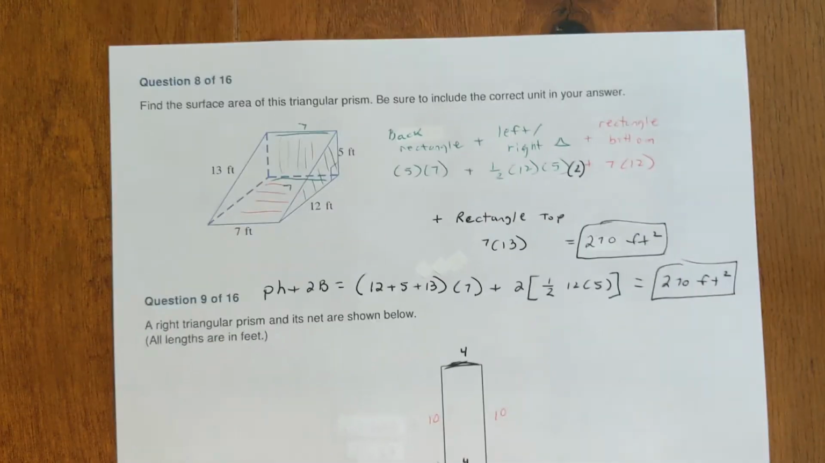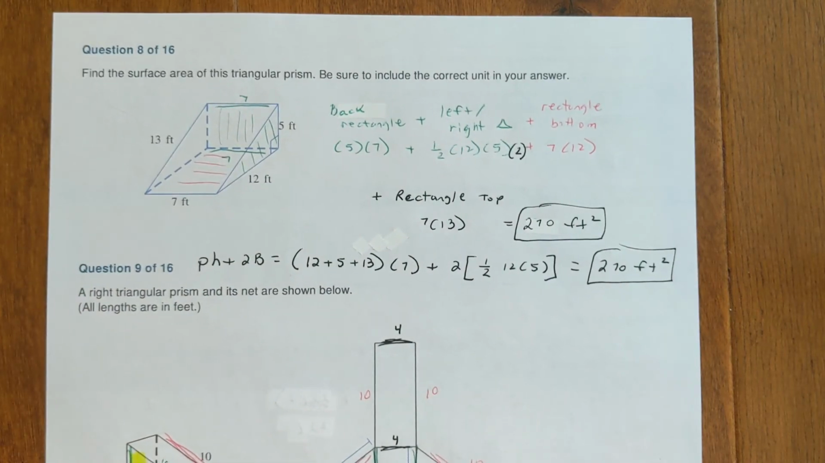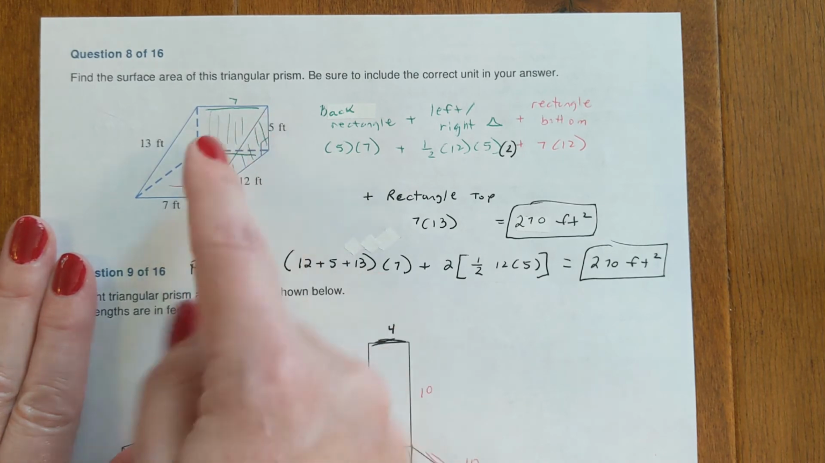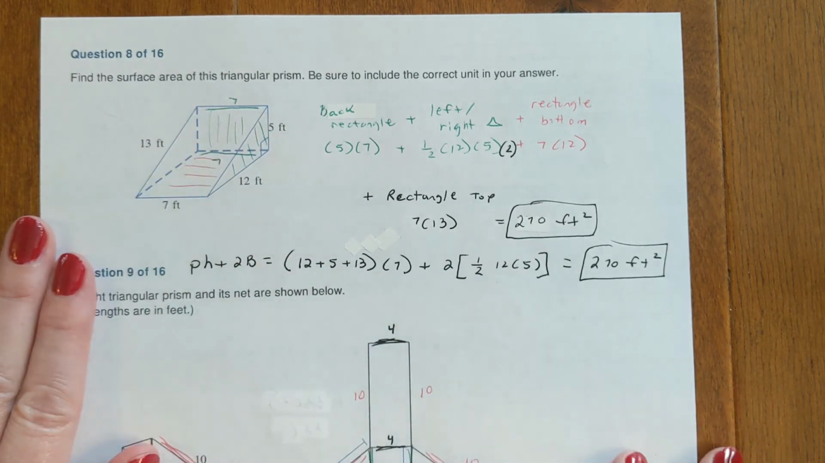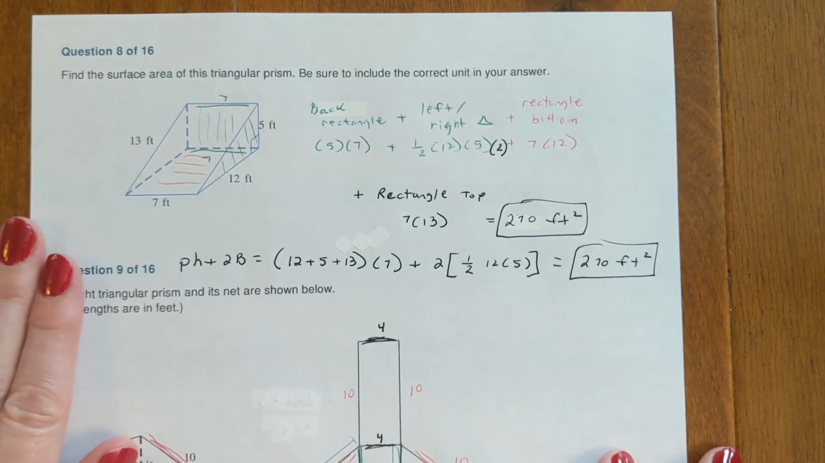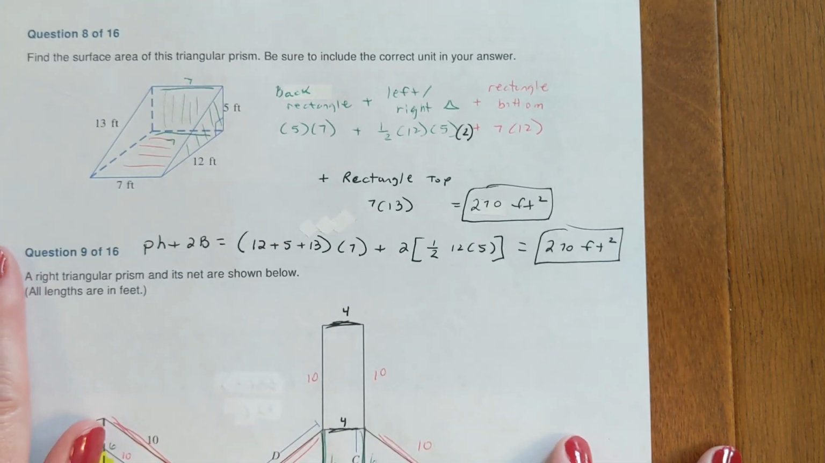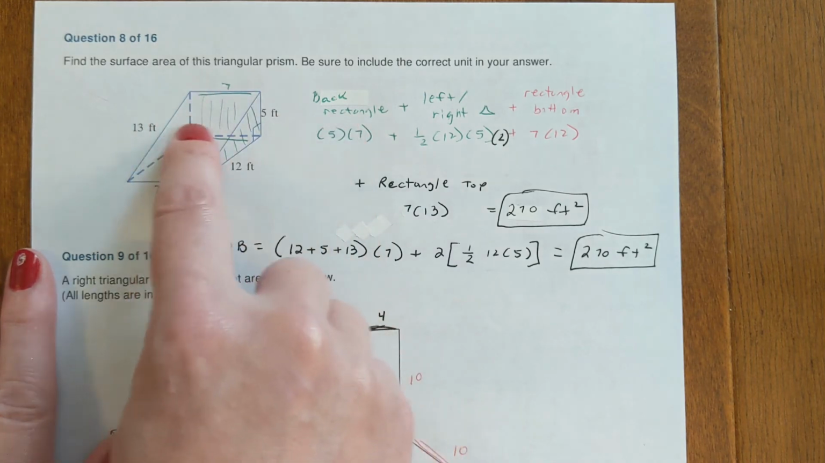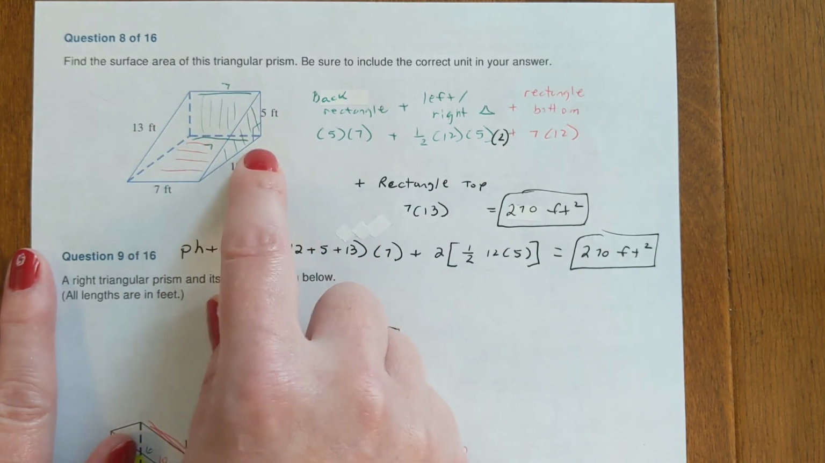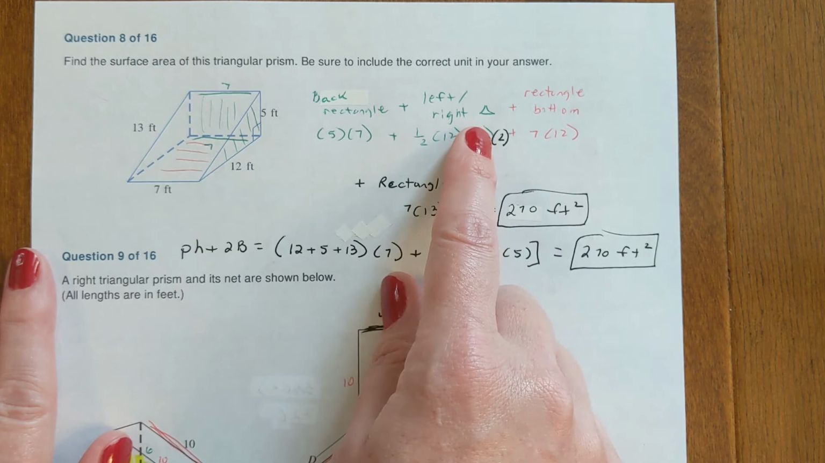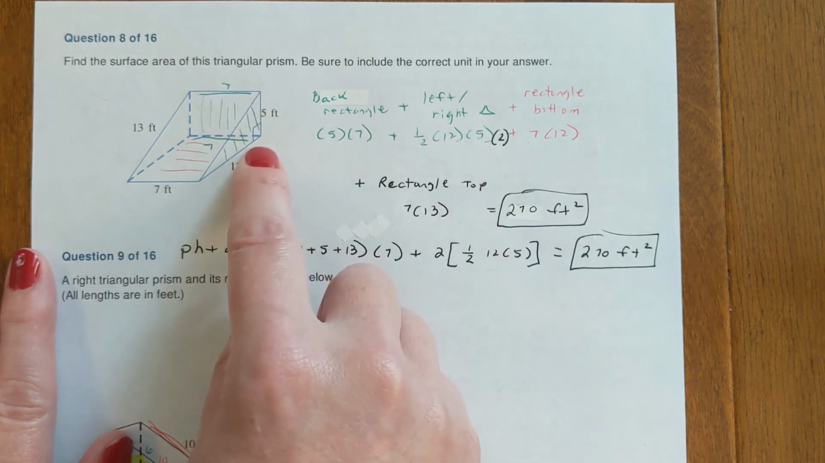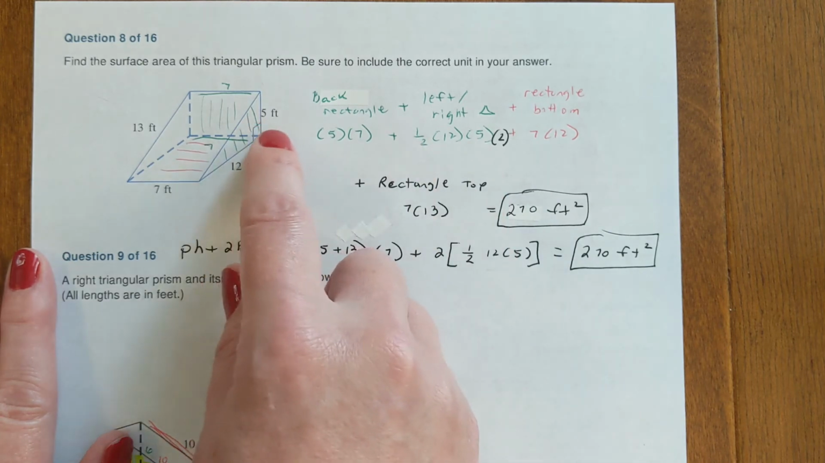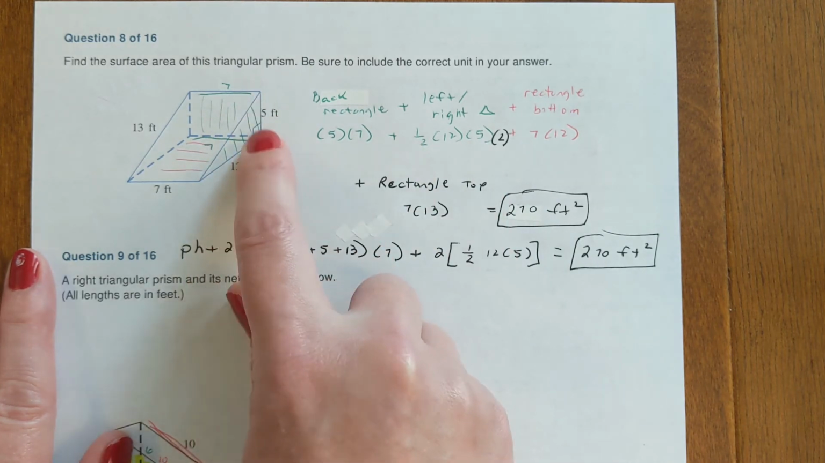All right, number 8, mixing it up. We have a triangular prism this time. So the 2 parallel sides are these triangles on the left and the right. I went ahead and added up the actual pieces first, and then we'll use the formula pH plus 2B on it. So adding up the pieces, we have the rectangle in the very back that is 7 by 5. We've got the left and the right triangles that are 12 by 5. Again, the area of a triangle is 1/2 the base times the height. And the base and the height are the 2 sides that make the right angle.